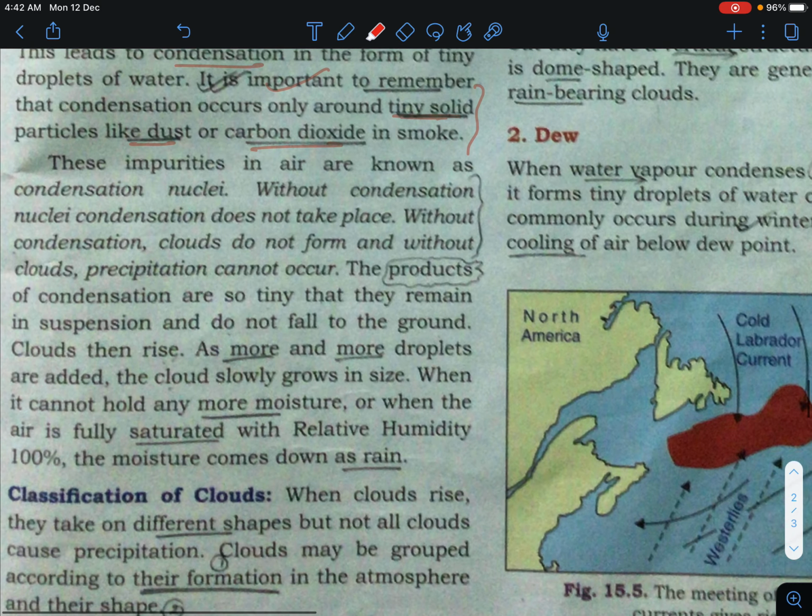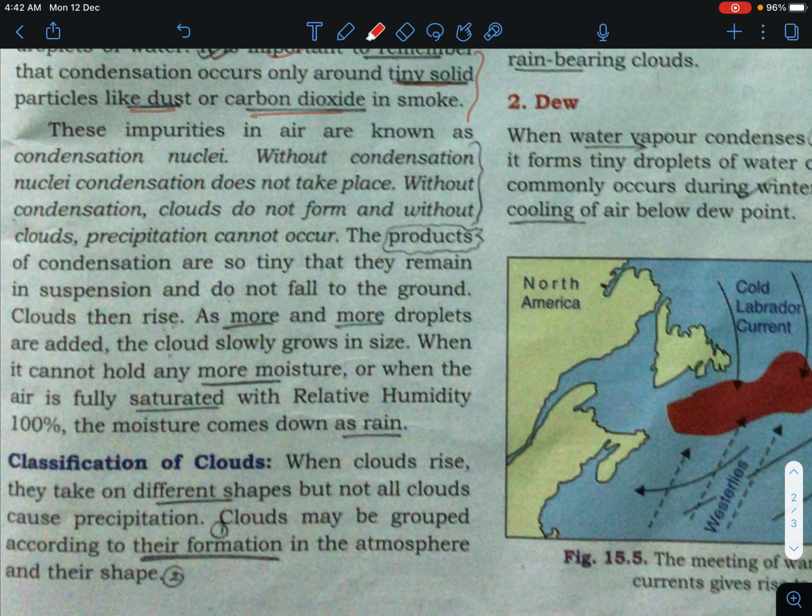Now, these impurities in the air are known as condensation nuclei, or also known as hygroscopic nuclei. Without condensation nuclei, condensation does not take place, as already studied, because it needs a medium. Without condensation, clouds do not form, and without cloud, precipitation cannot occur.